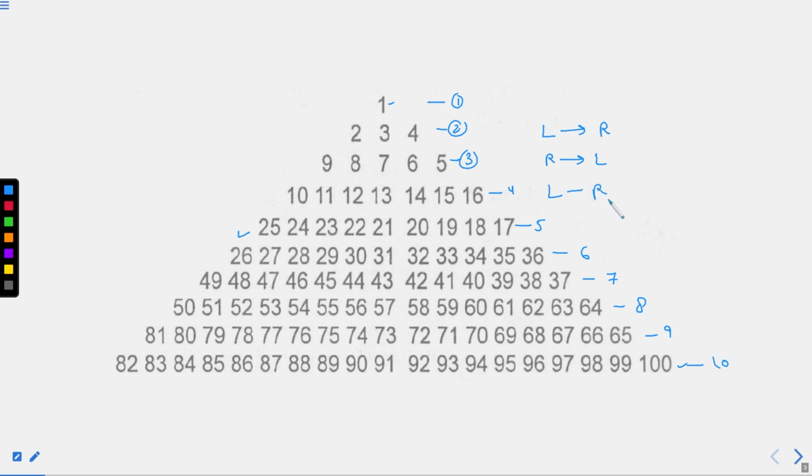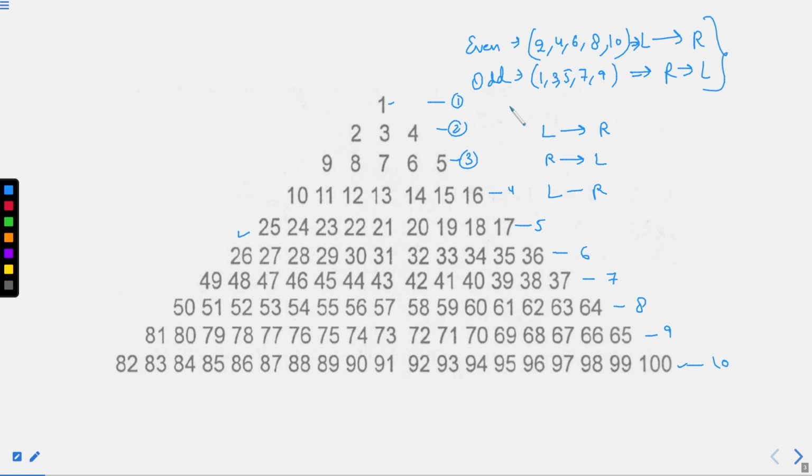It means all the even-numbered lines, that is 2, 4, 6, 8 and 10 as well, we are moving from left to right, and the lines 1, 3, 5, 7 and 9, that is all odd-numbered lines, right? All odd lines will move from where to where? From right to left. I hope this part is also clear. So why am I explaining these things? Because these things will help you understand this pyramid very well, right?